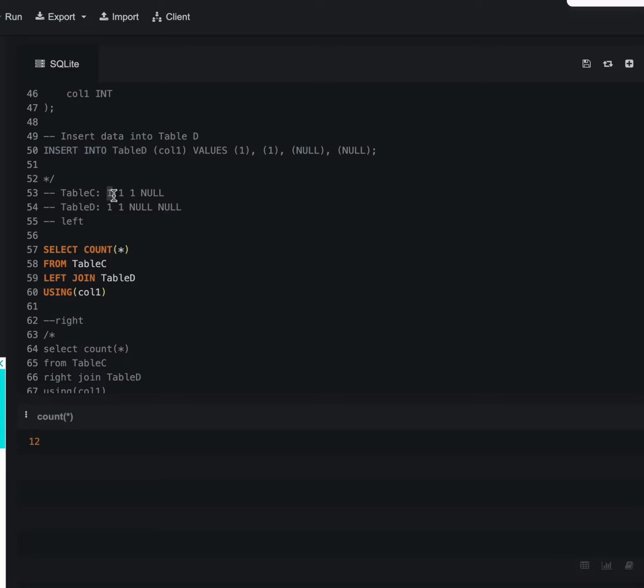One will go with these 2 ones, right? So we will have 2 entries. Another one will again go with the 2 ones, so 2 entries. Another one will again go with 2 ones, so 2 entries. And since it's a left join, I will also have the null value, since we want all the records from the left table, so plus 1. This will render us 7 records. Now let's run this and check.